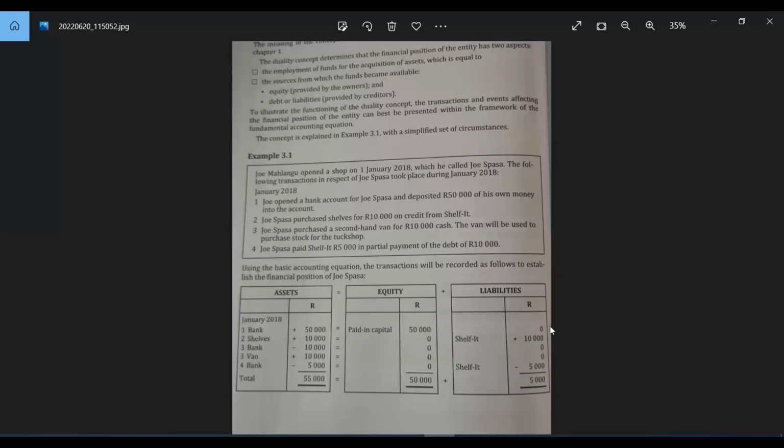So we had bought on credit for 10,000. We are now paying them 5,000. So it would decrease by 5,000. So you see minus 5,000 in your liabilities. It means we now owe them, or the balance is 5,000 Rand. Okay, and we can see that our accounting equation balances because your assets is minus 5,000, equity is 0, and liabilities is minus 5,000.